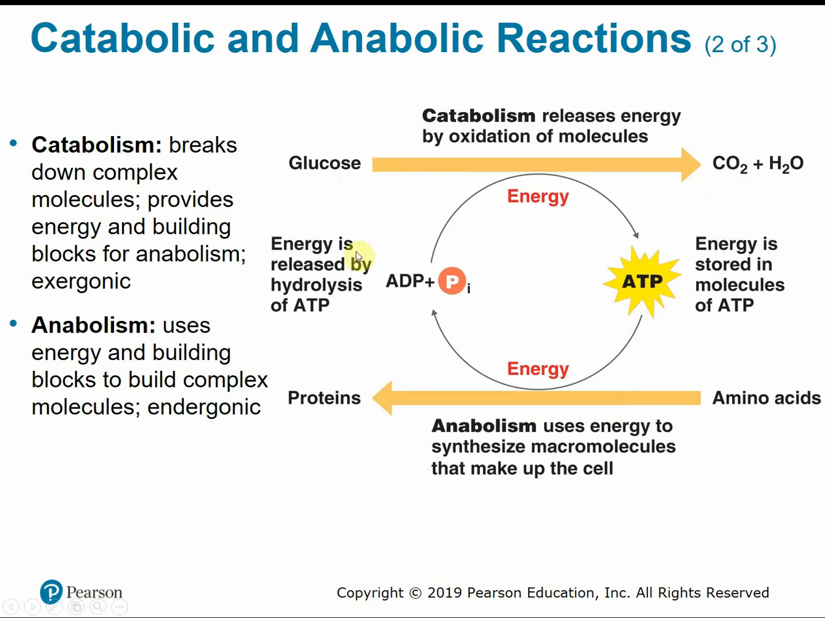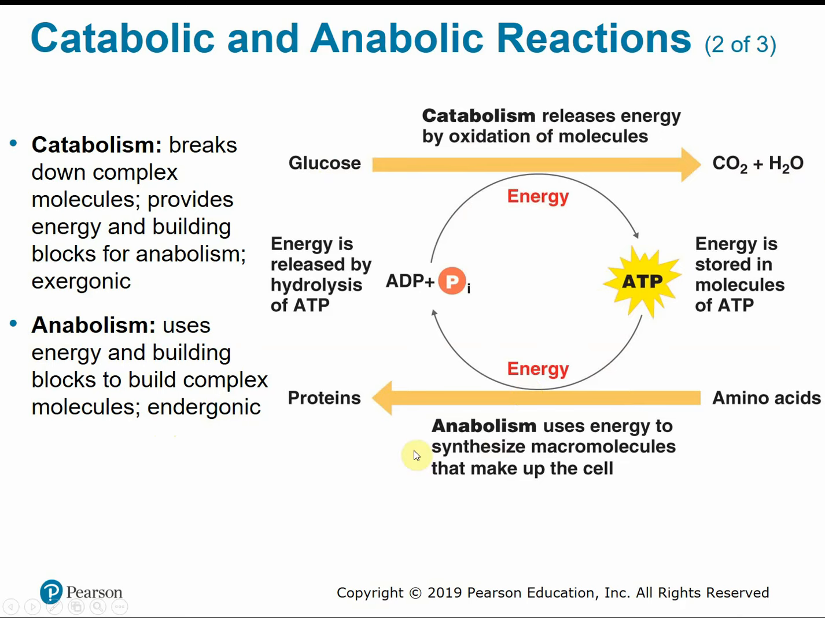Catabolic reactions are considered exergonic, meaning they release energy. It takes energy to form the chemical bonds holding this glucose molecule together. If we break down this molecule into simpler components, we liberate some of that energy in the form of ATP. Anabolism is an endergonic reaction that's going to use energy to build more complex molecules from those building blocks.